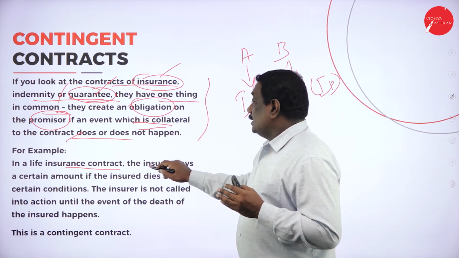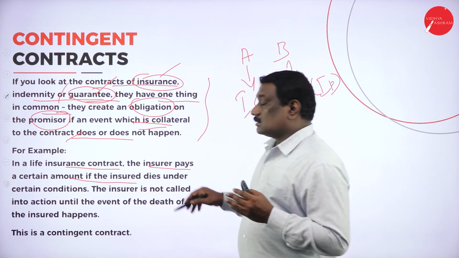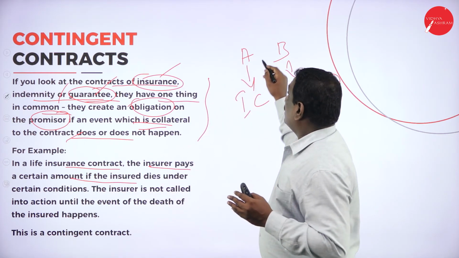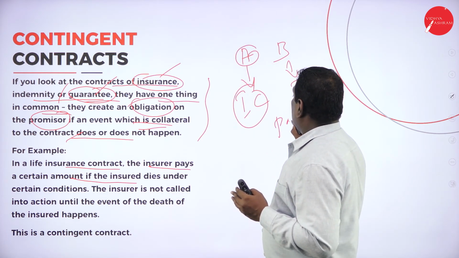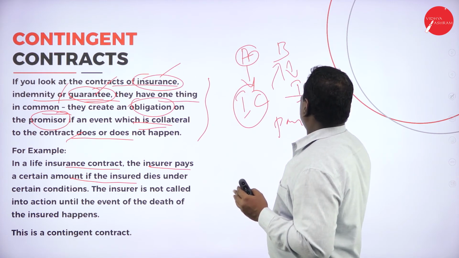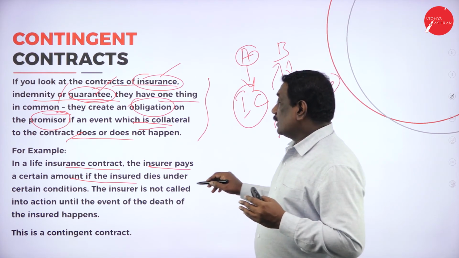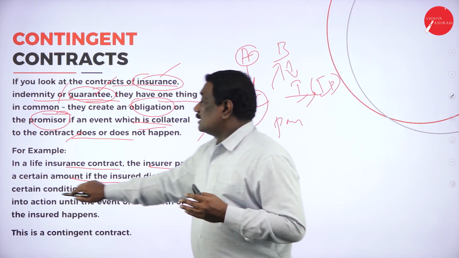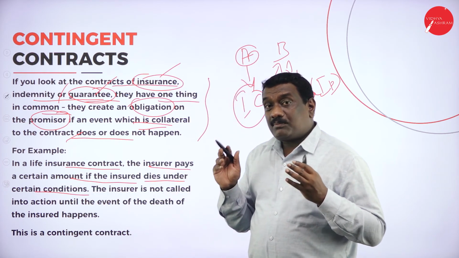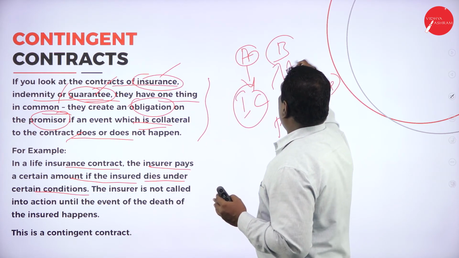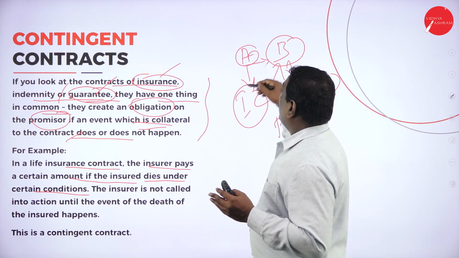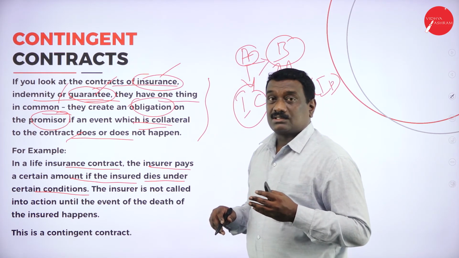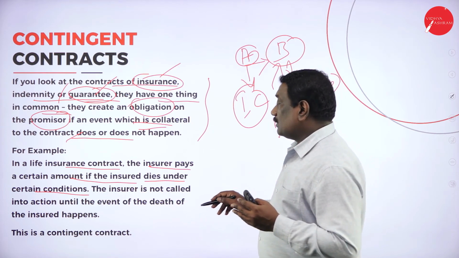So here the insurer pays a certain amount. The insurer, that is A, or the insurance company, is going to pay a certain amount to B, that is, to the policy holder, right? If the insured dies under certain conditions, then A is going to compensate or indemnify for the loss on the happening of that particular event.